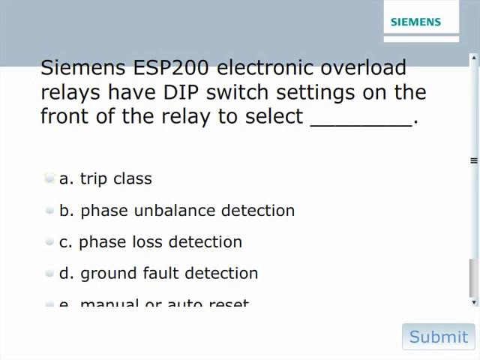Question 5. Siemens ESP200 electronic overload relays have DIP switch settings on the front of the relay to select, is it A, trip class, B, phase unbalance detection, C, phase loss detection, D, ground fault detection, E, manual or auto reset, or is it F, all of the above?